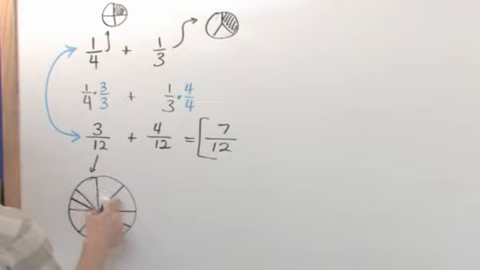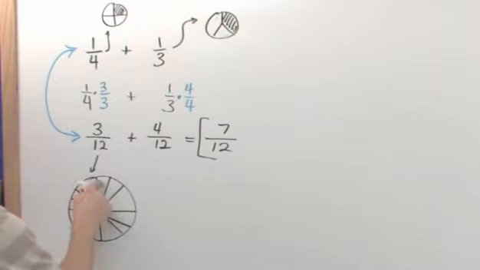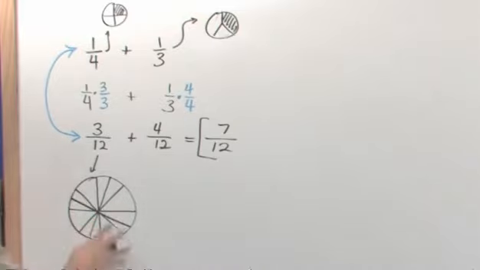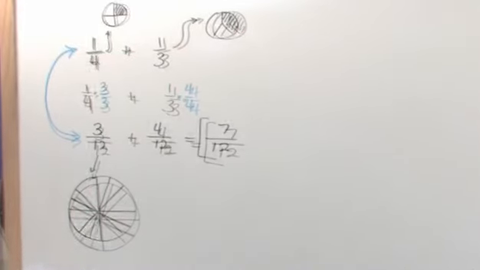1, 2, 3, 4, 5, 6, 7, 8, 9, 10. So I'm going to do it one more time. Now, how many pieces do I have? 1, 2, 3, 4, 5, 6, 7, 8, 9, 10, 11, 12. 12 pieces. My picture isn't perfect, so they should be equal pieces, but that's the big picture here.